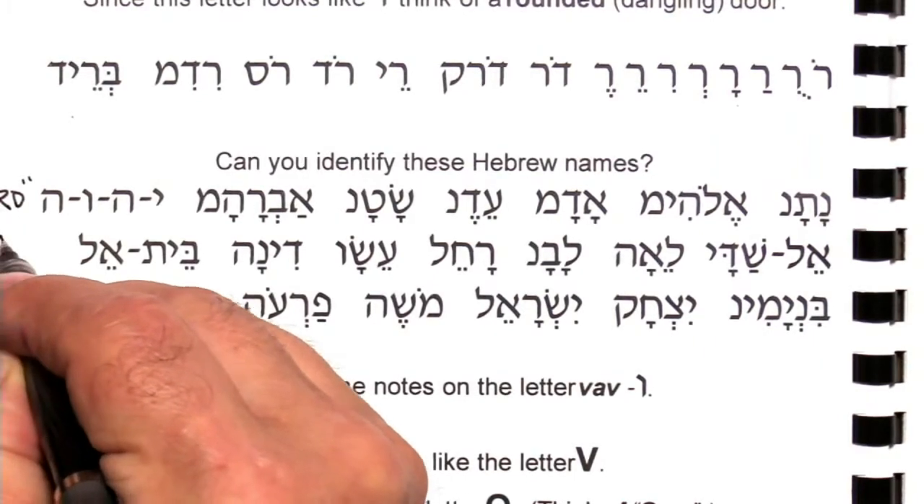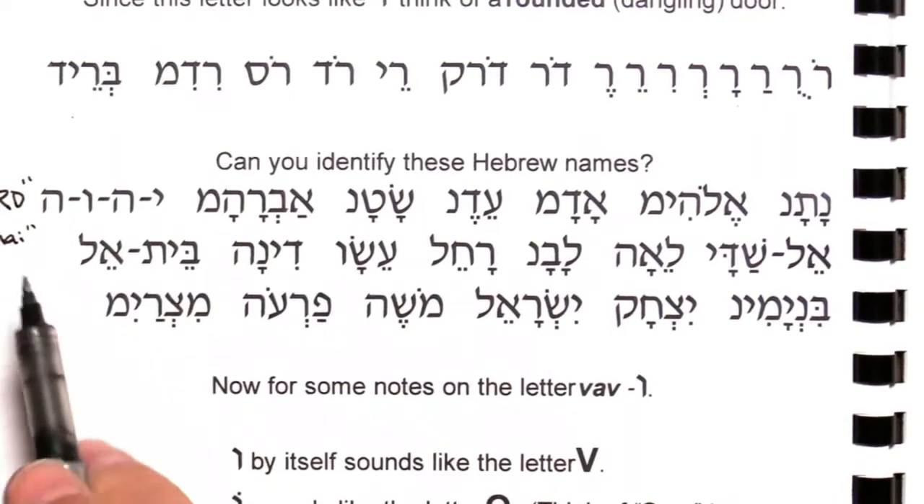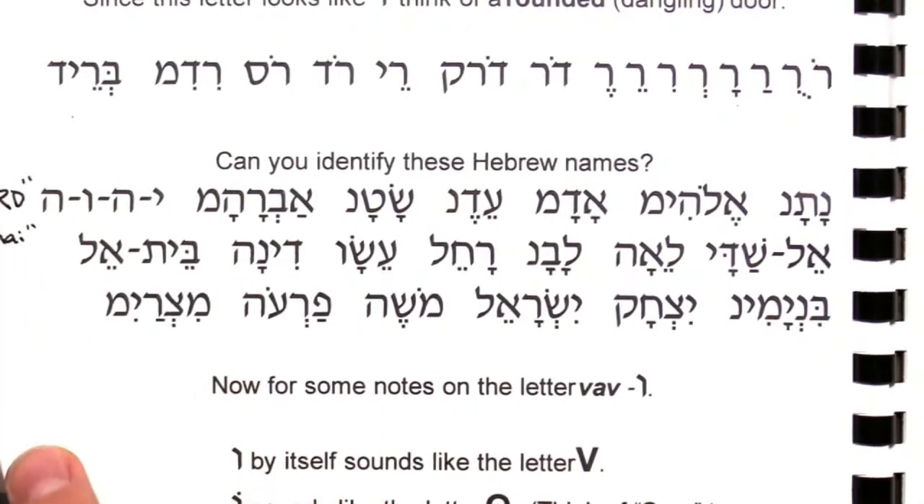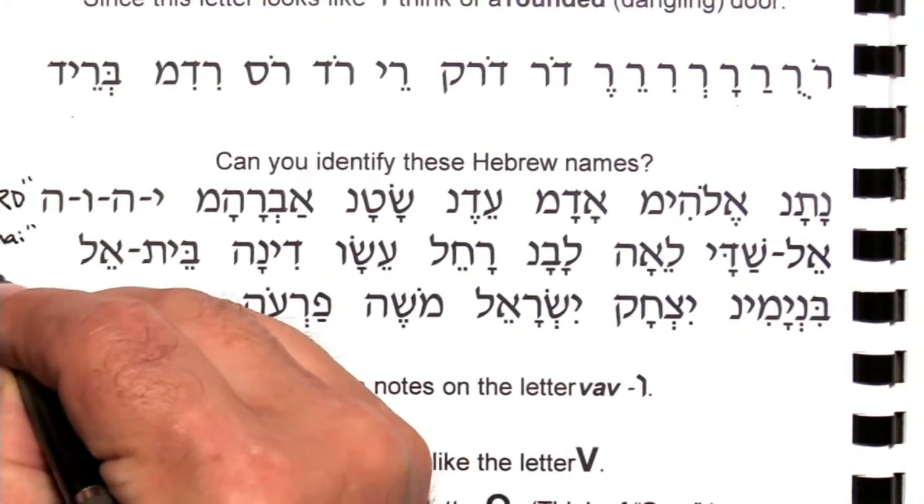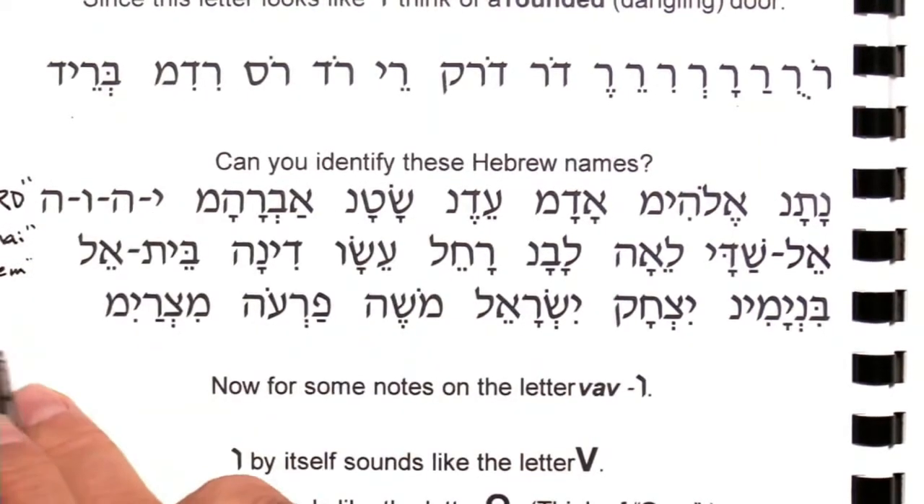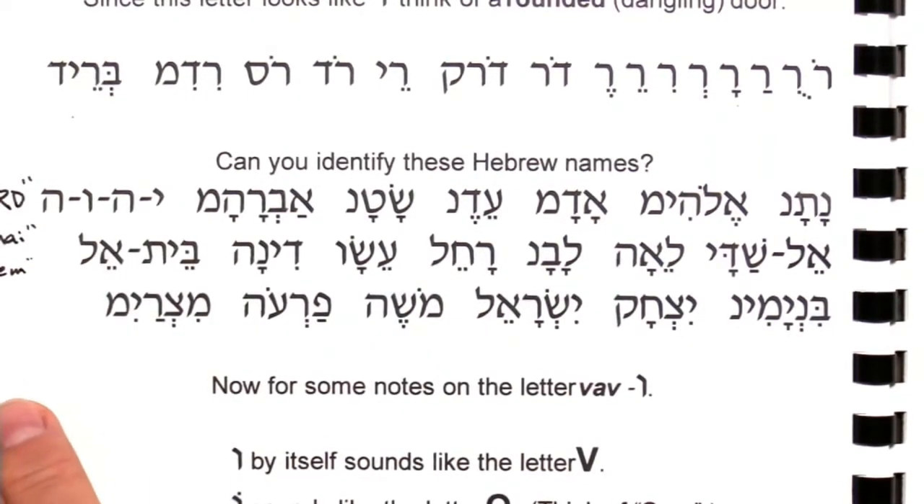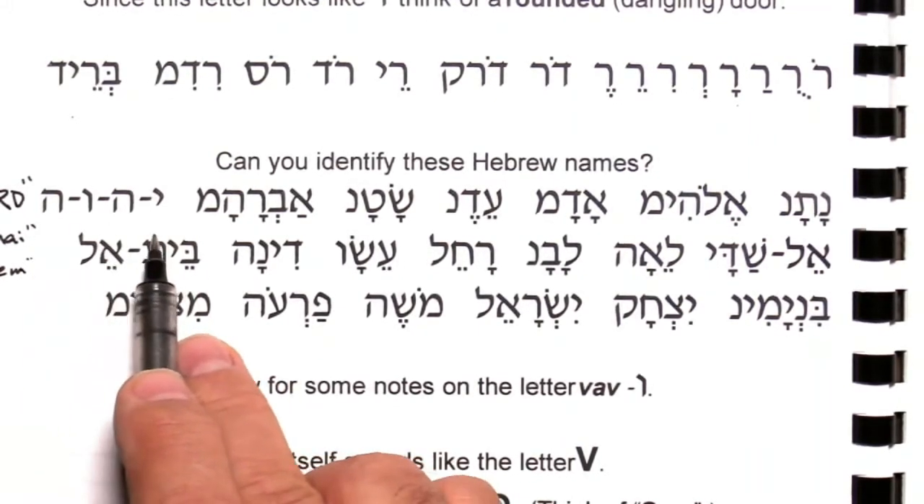In synagogue, we may say Adonai, which is a Hebrew word for Lord. In common conversation, people may say Hashem. Hashem is Hebrew for the name. So when they say Hashem, they're referring to the name, the unpronounceable holy name of God.